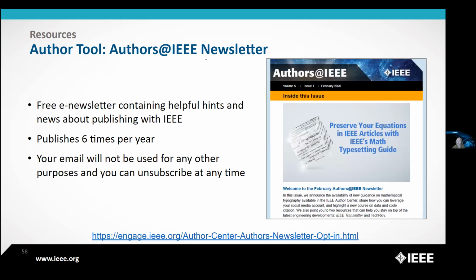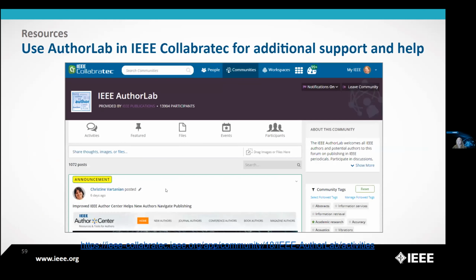We also have an author's newsletter, so you can sign up for it. It's 6 times a year. It's really short and sweet, but it's a great way to get recommendations for how to publish, best practices and tips, and also let you know if anything new has changed with the IEEE publication policies.